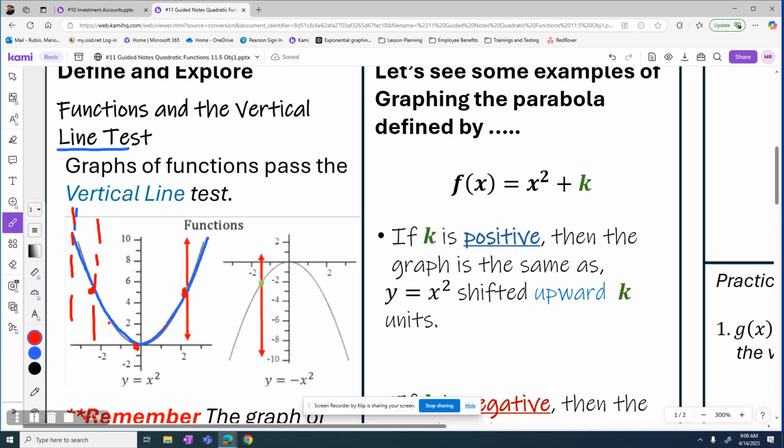Okay, so this red line right here, see how we draw a line up and down? It's only intersecting with our graph at one point. That means it's a function. That's what the vertical line test is. You may be asked to do this on the final. I don't have the final from last year, so I'm not sure what exactly they're going to ask you, but you might need to know that. Okay.